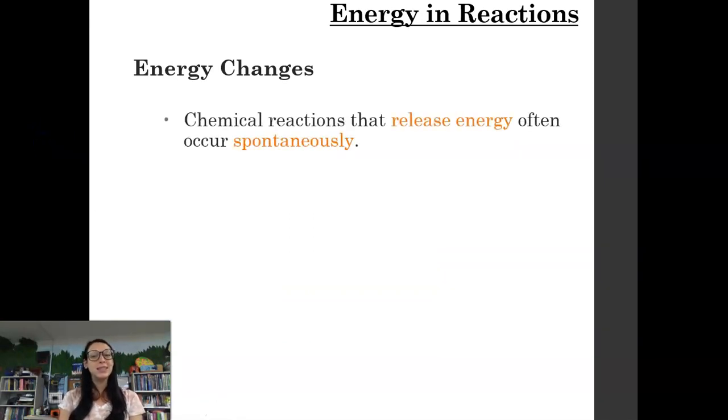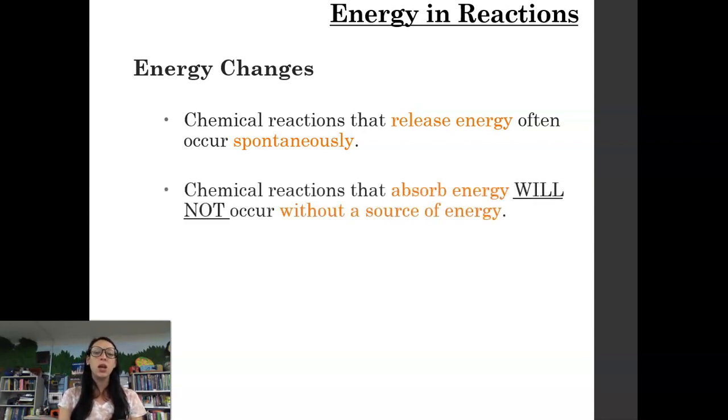Let's spend some time talking about these energy changes. Chemical reactions that release energy often occur spontaneously. So if we have a release of energy, we most likely have a spontaneous reaction. What that really means is the reaction is going to take place on its own. It doesn't need any help to get going.